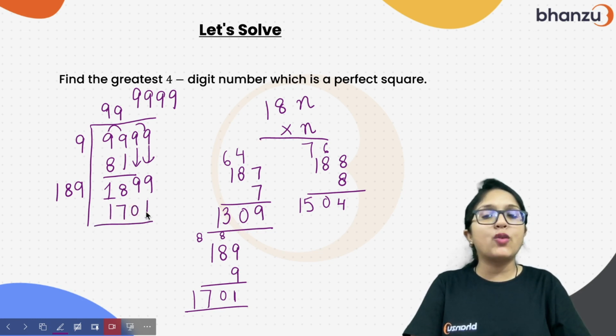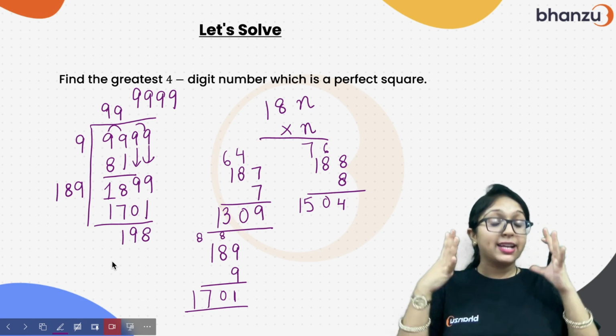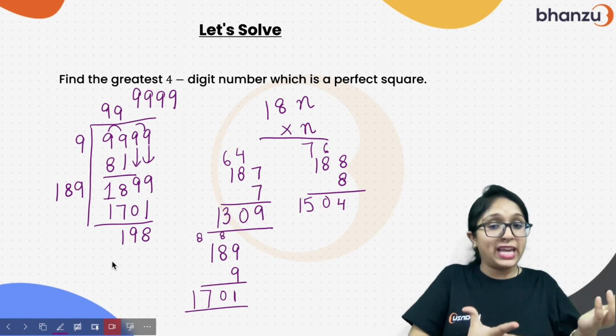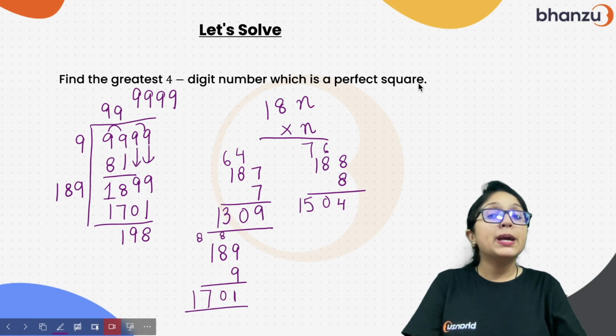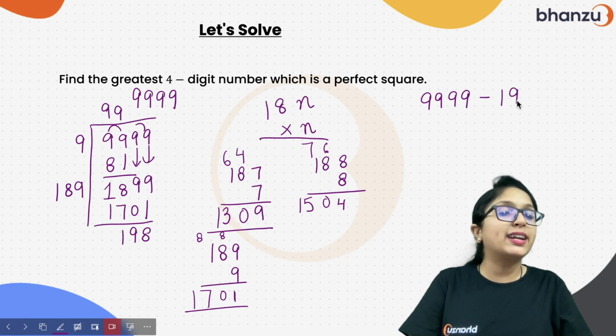So what is the remainder over here? That is going to be 8, 9, 1. So the remainder is 198. Now we can see that this 198 is something extra we have. So we need to take it away from the largest number to get the perfect square. So I am going to take away this number 198, and what will we be left with?